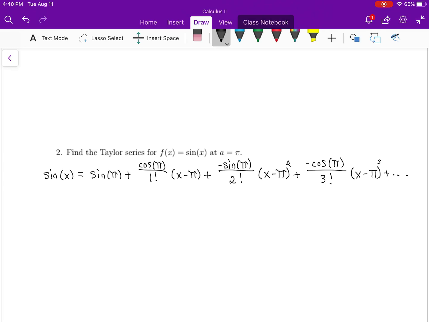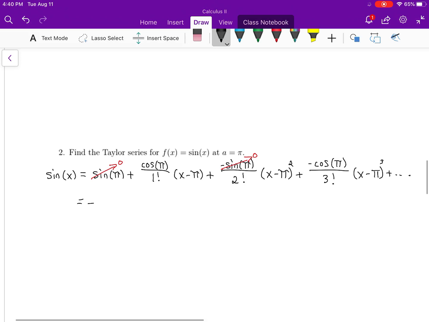And what's left is to actually evaluate these. And so sine of pi is 0. So this term disappears, this one disappears, pretty much every other term is going to disappear. And cosine of pi is -1. And so where does that leave us? Well, that means we have -1 over 1 factorial, which is -1, times x minus pi. Then we have -1, which is 1 over 3 factorial, 6, times x minus pi cubed.